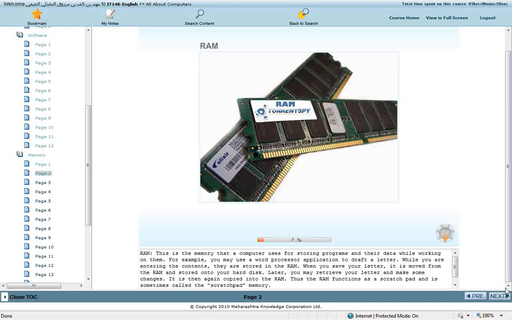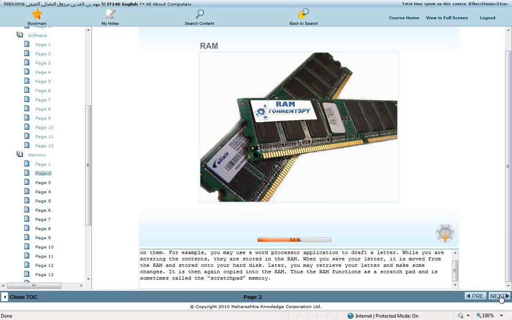RAM. This is the memory that a computer uses for storing programs and their data while working on them. For example, you may use a word processor application to draft a letter. While you are entering the contents, they are stored in the RAM. When you save your letter, it is moved from the RAM and stored onto your hard disk. Later, you may retrieve your letter and make some changes. It is then again copied into the RAM. Thus, the RAM functions as a scratchpad and is sometimes called the scratchpad memory.